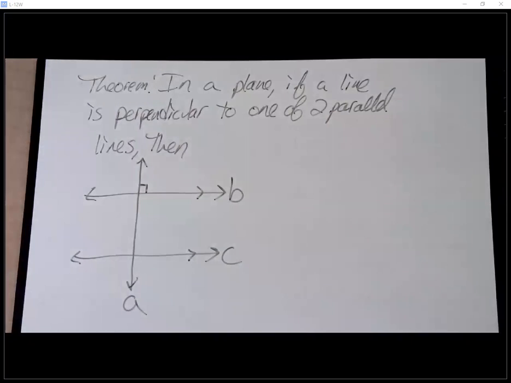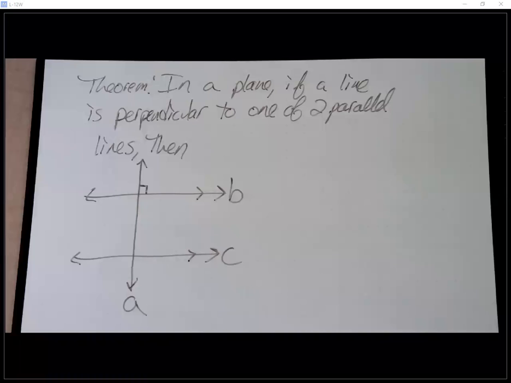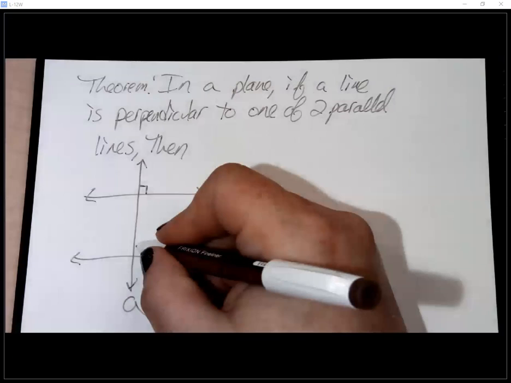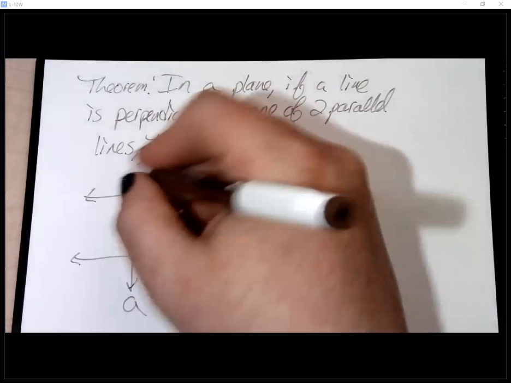Can you make a conclusion about how A is related to C? Person: It's also perpendicular. How do you know? Because when something is parallel, it means... Well, when you have one that's perpendicular to one parallel line, that means both.